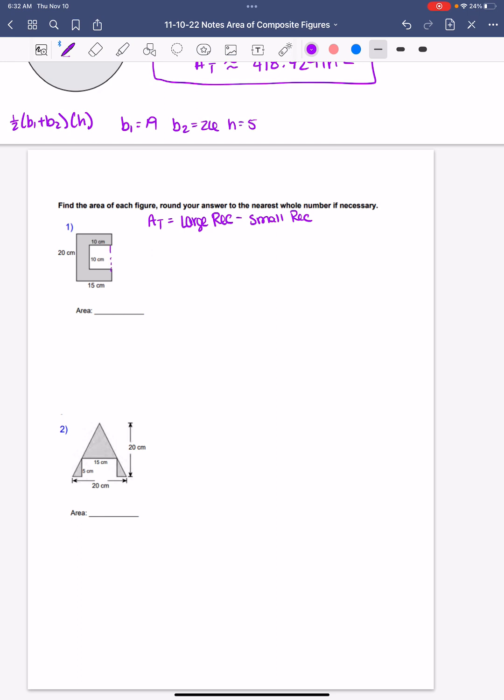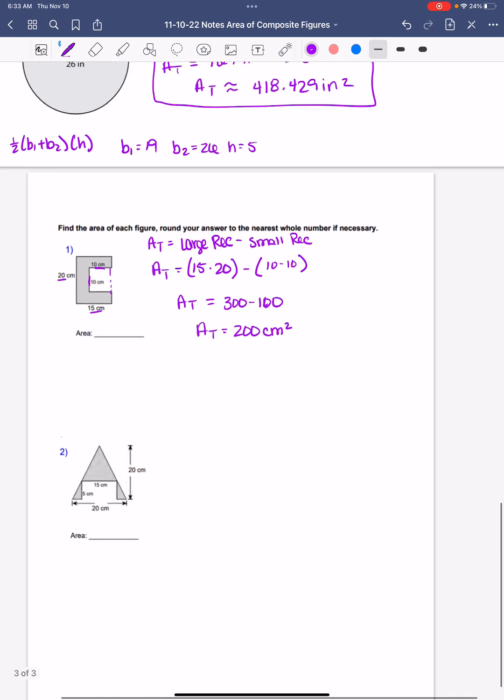So the area of the larger rectangle is going to be my 15 times my 20, minus my smaller rectangle, which is my 10 times my 10. So this is going to be my 10 right here, and this is going to be my 10. So your area total is going to be 300 minus 100, and your area total is going to be 200 centimeters squared.